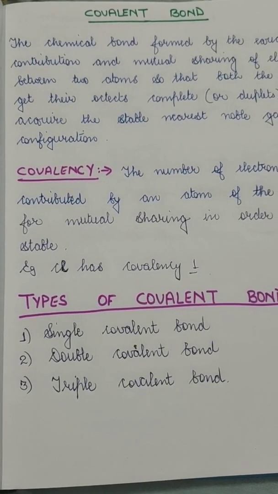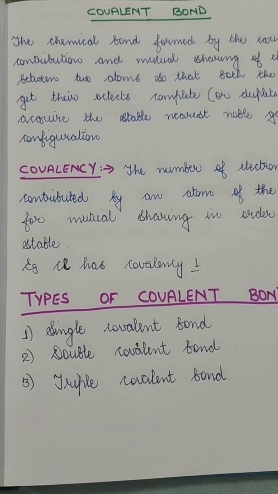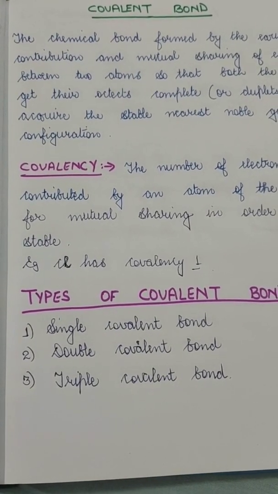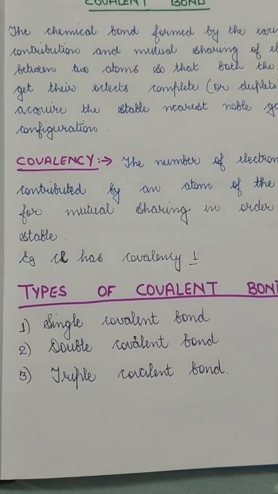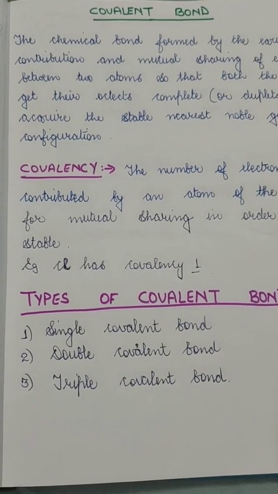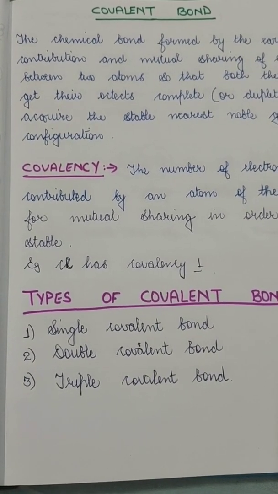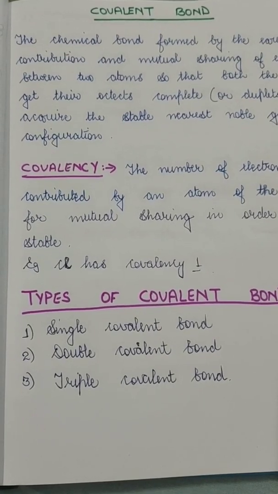So, we were doing chapter 4, that is carbon and its compounds. And in this chapter, we'll be learning about the properties of carbon and its compounds. Since our topic for today is the covalent bond, and we have already learned about ionic bonds.